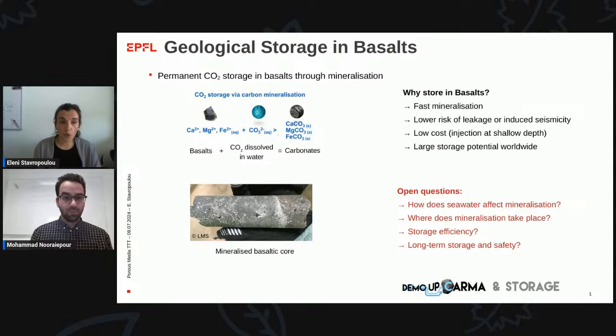Up to recently, most studies and real injection of CO2 was concerning CO2 dissolved into fresh water, which is, as you can imagine, not the most ecologically friendly and viable solution. So now we're really going towards investigating usage of seawater that we have also in abundant quantities. Then we also try to address and understand in this work where mineralization actually takes place, what is the storage efficiency, and finally, what is the long-term performance and safety of this technology.